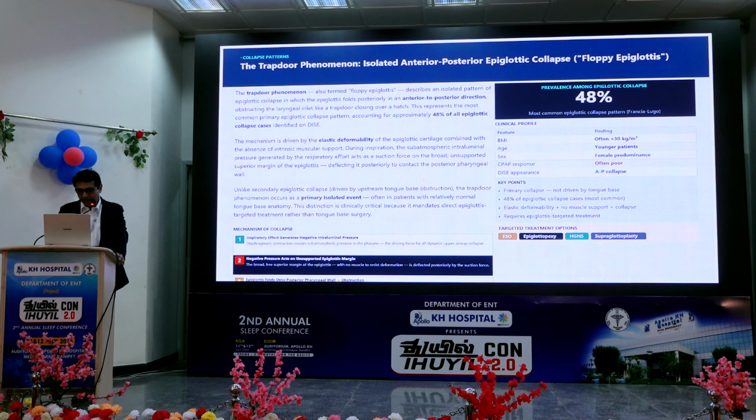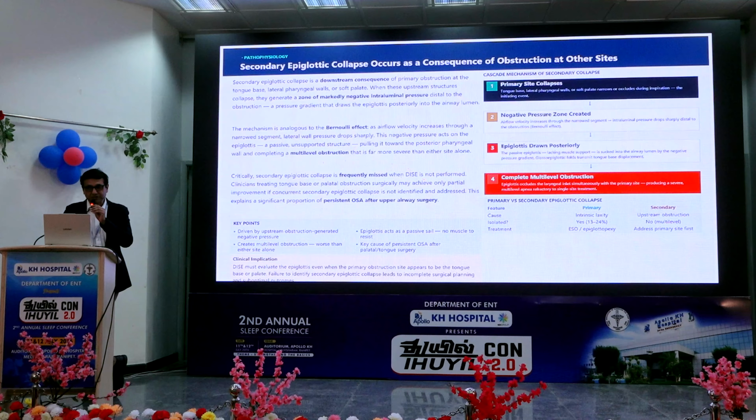The primary site collapse in secondary epiglottis collapse may be the tongue base, the lateral pharyngeal wall, or a huge tonsil that can push the epiglottis back, or the epiglottis may be compressed laterally, as in book-type epiglottis collapse. Next is the negative pressure zone created whenever there is a high intraluminal pressure. It always sucks the tongue base posteriorly, as well as creating pressure over the epiglottis and causing epiglottis collapse. The epiglottis is drawn posteriorly by itself because of the high intraluminal pressure and complete multilevel obstruction, maybe at the soft palate, the oropharynx level, or the tongue base, all creating a high intraluminal negative pressure. It's a progressive intraluminal pressure.